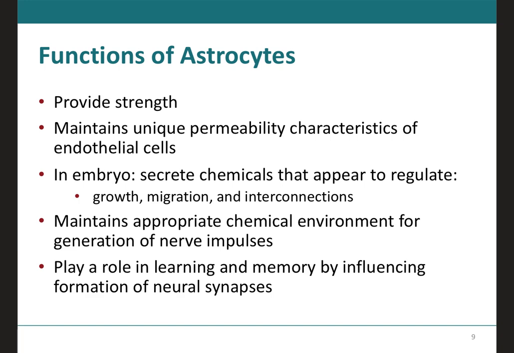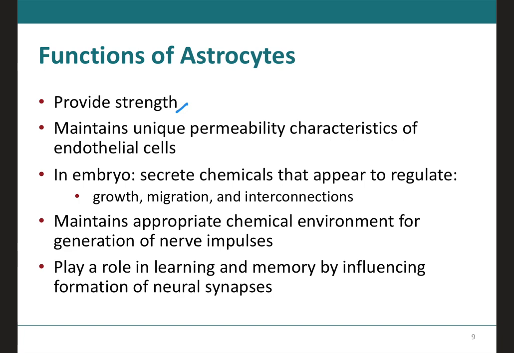So here we have the functions of the astrocytes. As they are the most numerous of the cells, they will have more functions. The first one is that they will contain these microfilaments that provide them with this considerable strength, which will enable them to support the neurons. So they form these web-like structures that support the neurons.